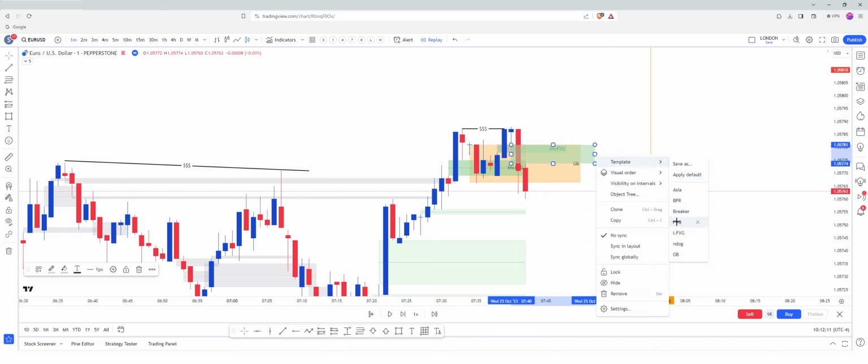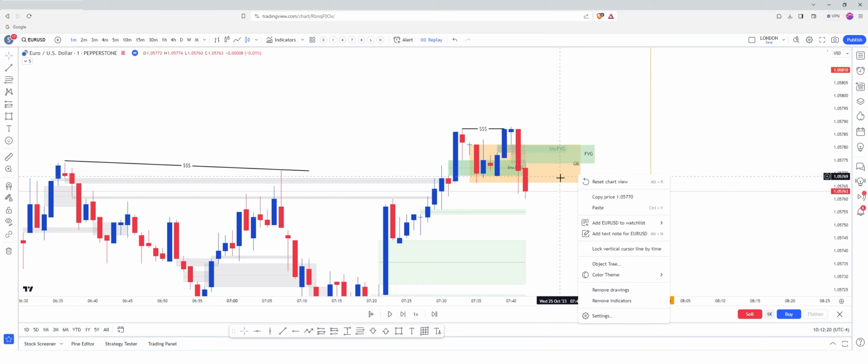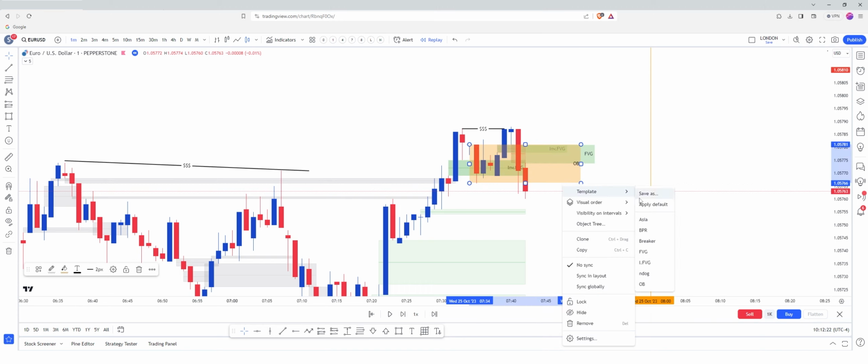Again, I'm just stacking up confluences now. So I've got two inversion fair value gaps. I've got an engulfing candle. I've got a standard bearish fair value gap. And now I have, which is what I really want to see, this breaker block.